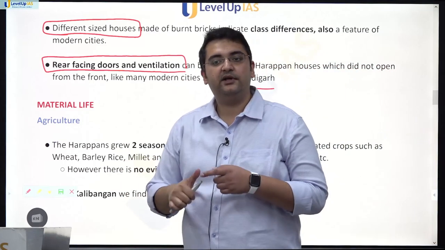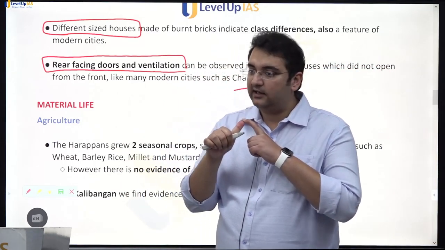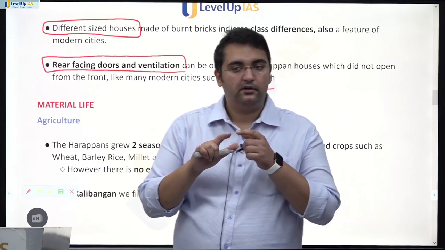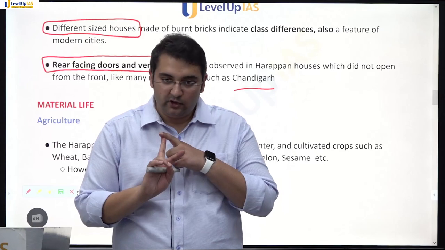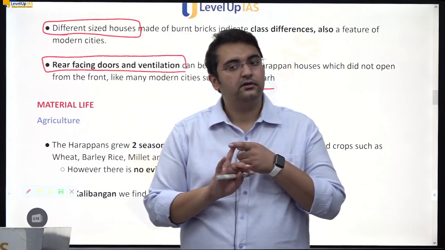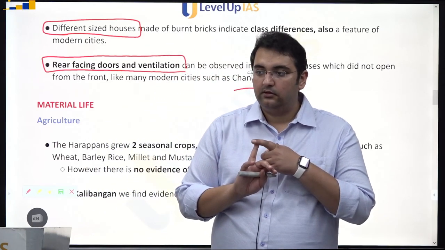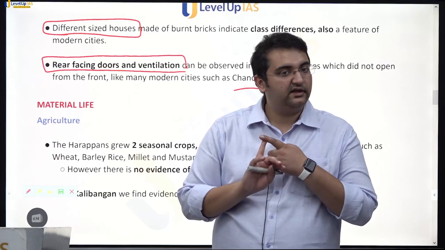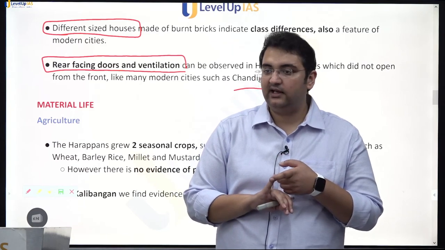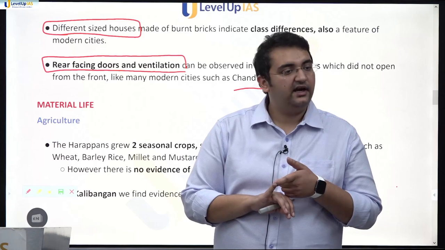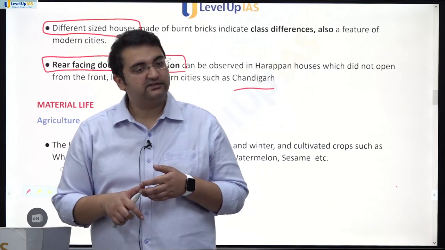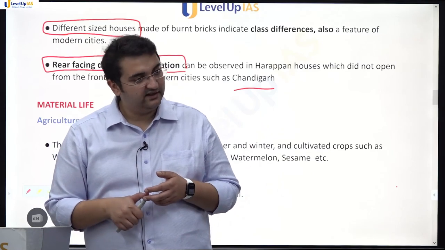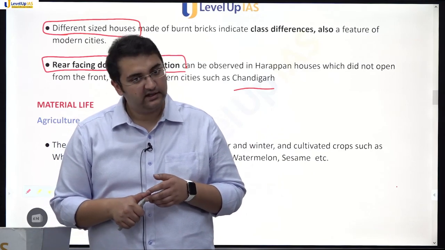Kya kya dekha hai humne? Grid pattern, or covered drainage, or two levels of occupation, or waste pits, street lighting, what else? Shared community spaces, what else? Doors opening at the rear, etc. So will you remember these? Clear hai?